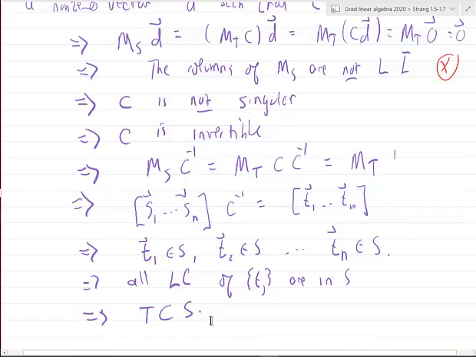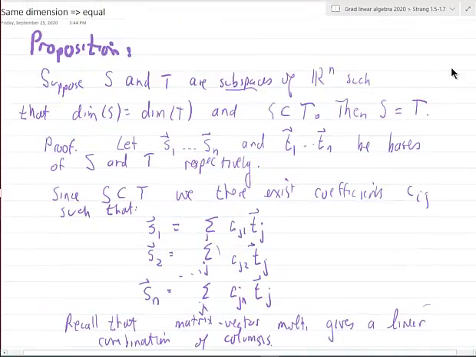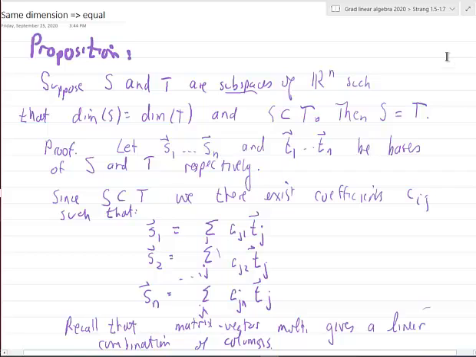So that's the complete argument, that if you have two subspaces and one is contained in the other and they have the same dimension, they are in fact the same subspace. Very useful fact, very intuitive fact, but here you have a proof, a formal proof. Okay.